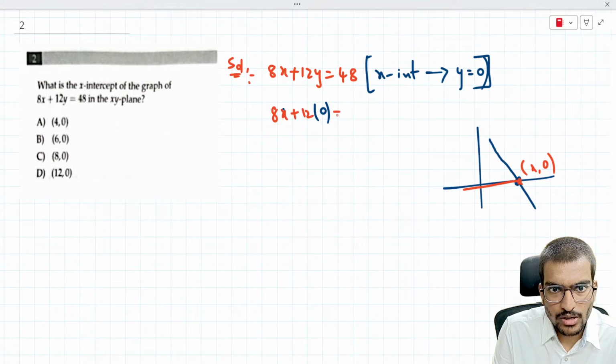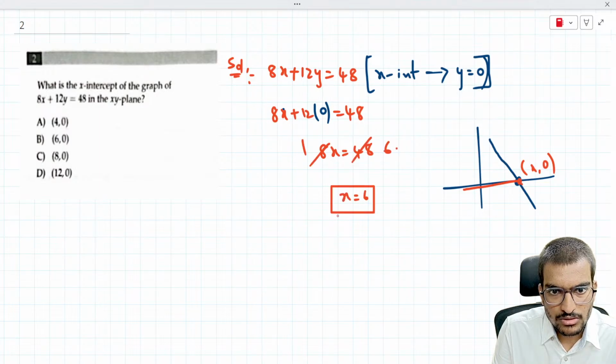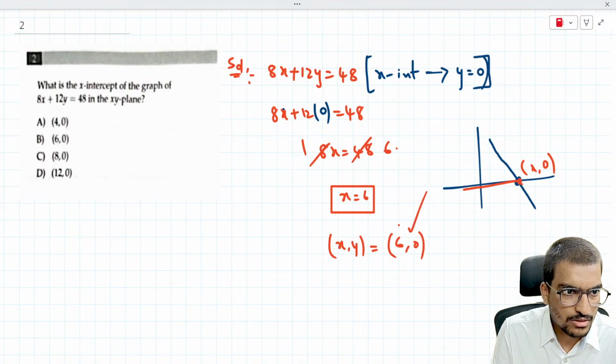8x plus 12 into y, that equals 48. So that's 8x equals 48. 8 ones are 8, 8 sixes are 48. x equals 6. So it's (x, y) equals (6, 0). At y equals 0, x is 6. It's option B.